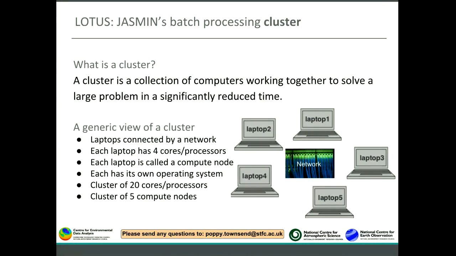But what is a cluster? A cluster is a group or collection of computers working together to solve a large problem. An example here: if you take 5 laptops, and nowadays each laptop has 4 cores or processors, and connect them together through some fast network, as the image shows, then you are increasing the compute power from 4 cores to 20 cores, and in this case you have a cluster of laptops. In the terminology of a cluster, a laptop here is not just a laptop, because it's part of this cluster and is called a compute node. So it's a multi-processing compute node of 4 cores. This is just a simple illustration.